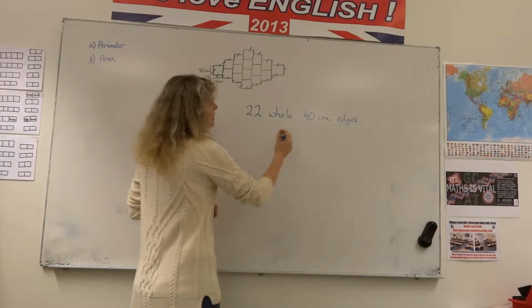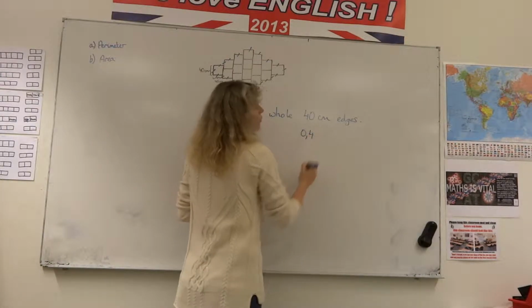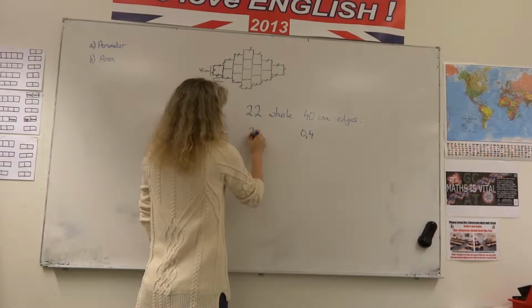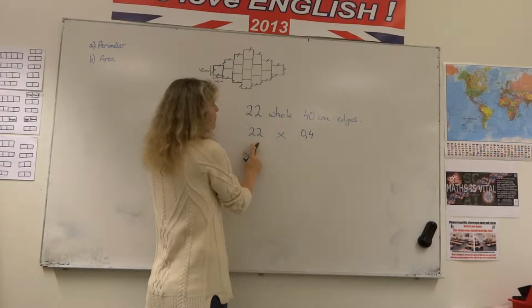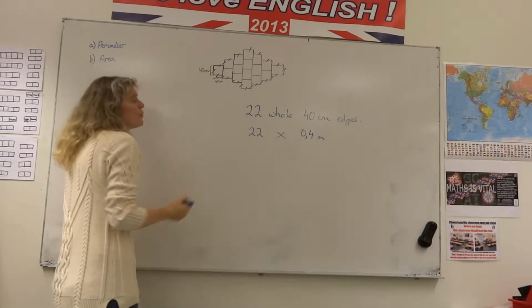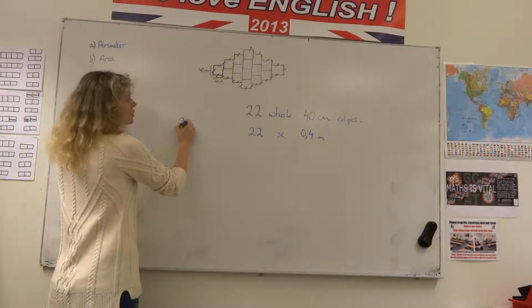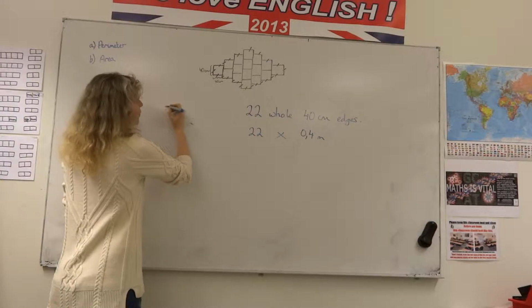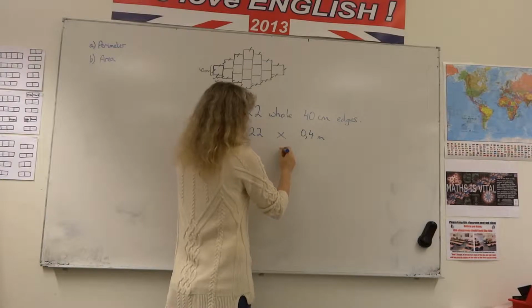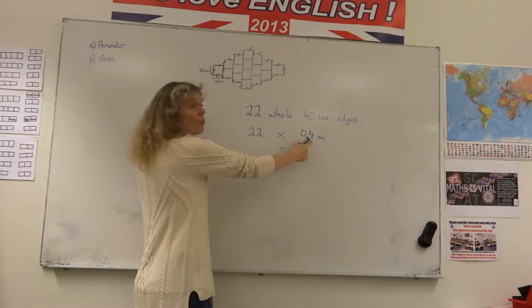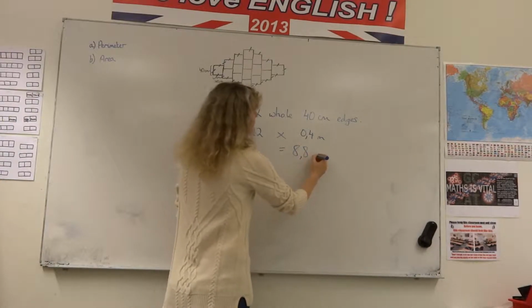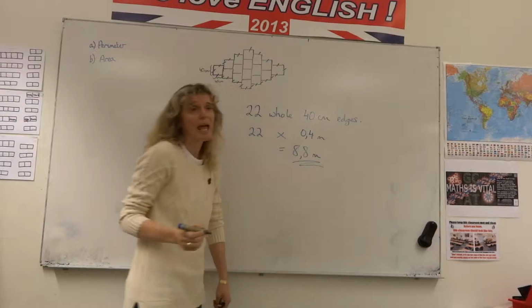So why don't I convert centimeters to 0.4 meters? To work out the perimeter of the whole of this pattern, I have 22 lots of 0.4 meter. So the perimeter would be 22 times 0.4, which is really easy to work out, because 22 times 4 is 88. But I have one decimal point in the question, so I have one decimal point in the answer, giving me the answer of 8.8 meters.